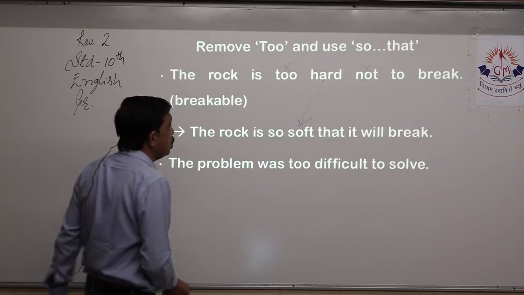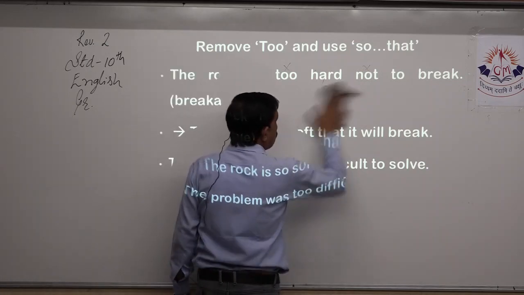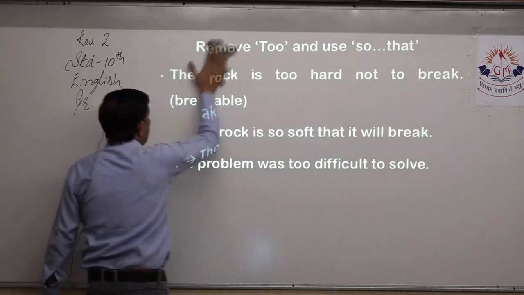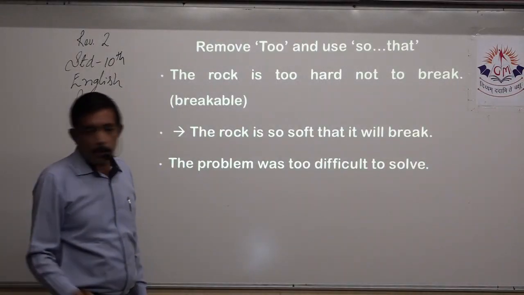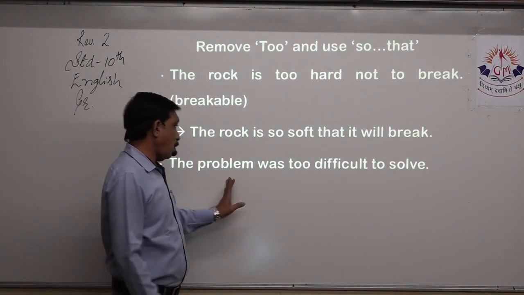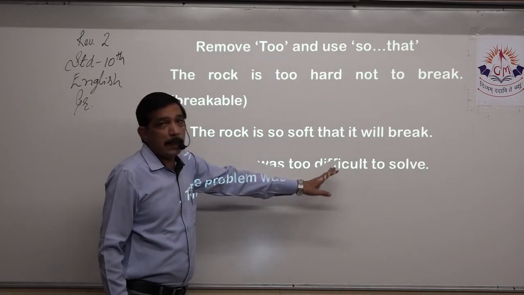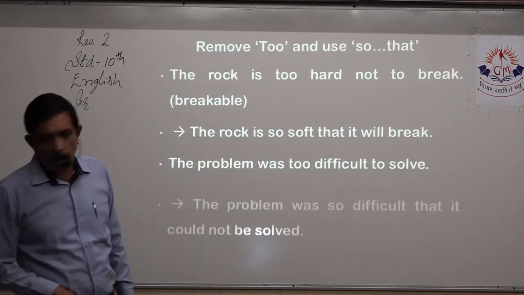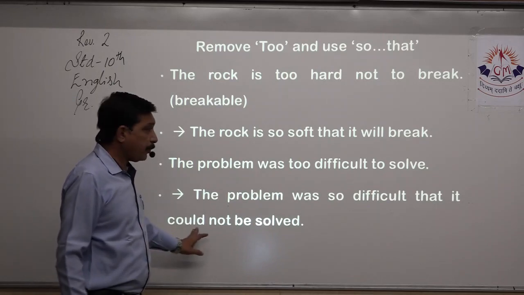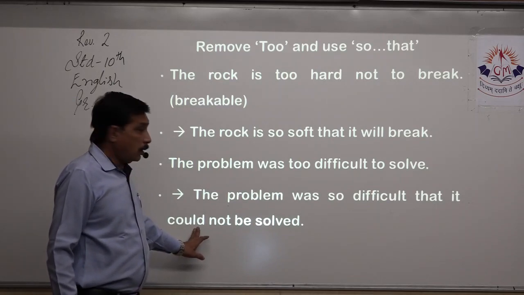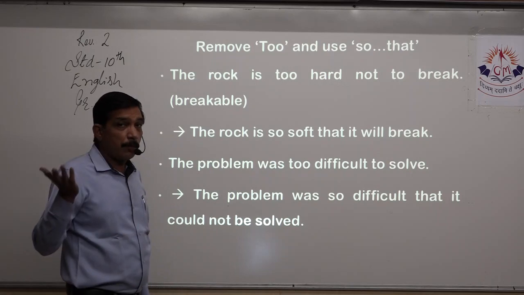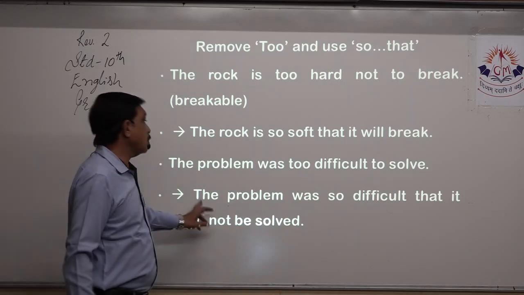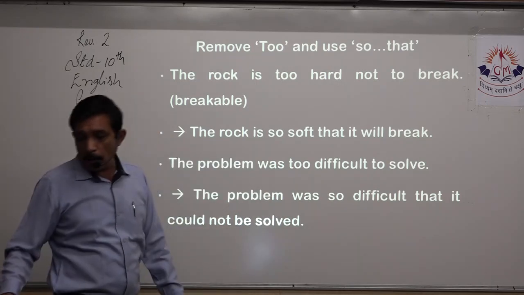The problem was too hard or too difficult to solve. The problem was too difficult to solve. The problem was so difficult that it cannot be solved. Or it could not be solved, simply. It can be solved by somebody. It could not be solved by you. So the problem was so difficult that it could not be solved.